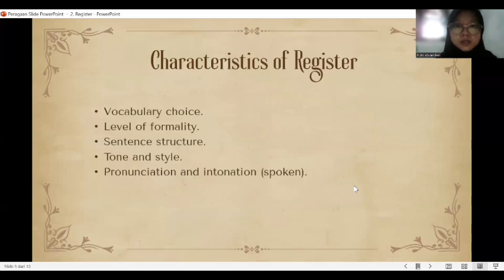Characteristics of register. The first, that is vocabulary choice. The second, level of formality. The third is sentence structure. The fourth is tone and style. The fifth is pronunciation and intonation, for spoken.